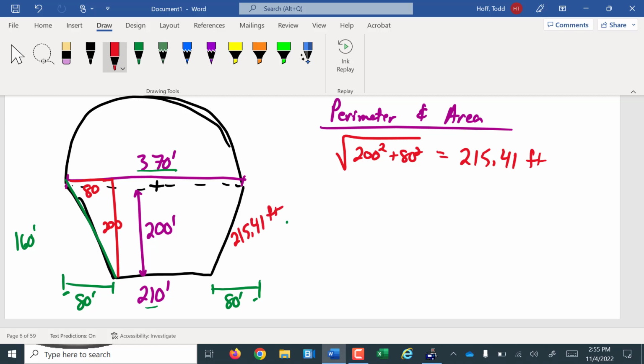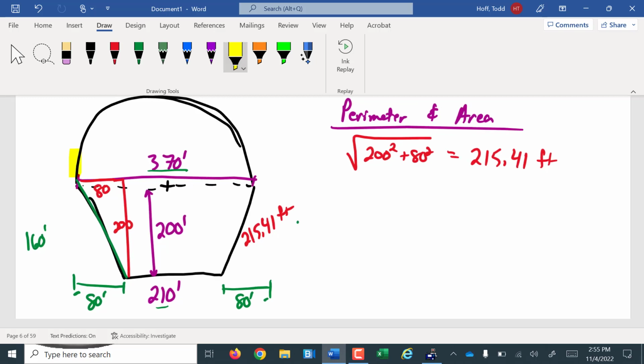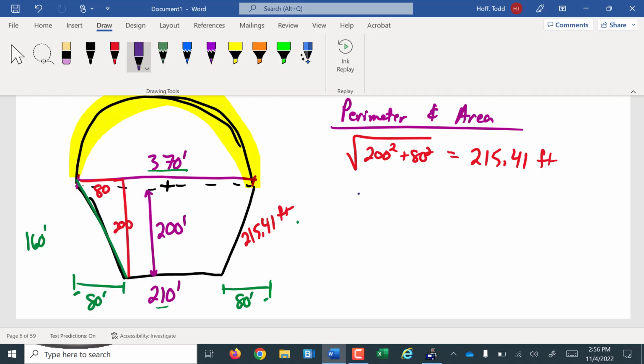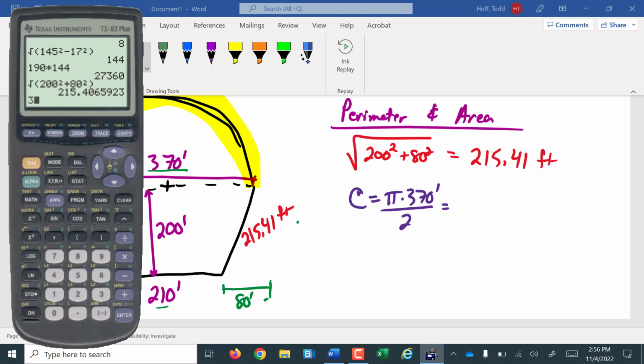Now we need the distance around our half circle. How are we going to find that? Well, the circumference of the whole circle would be pi times diameter of 370. Then it's a half circle, so we divide by 2. So pi times 370 divided by 2, so 3.14 we'll use times 370 divided by 2, 580.9 feet.